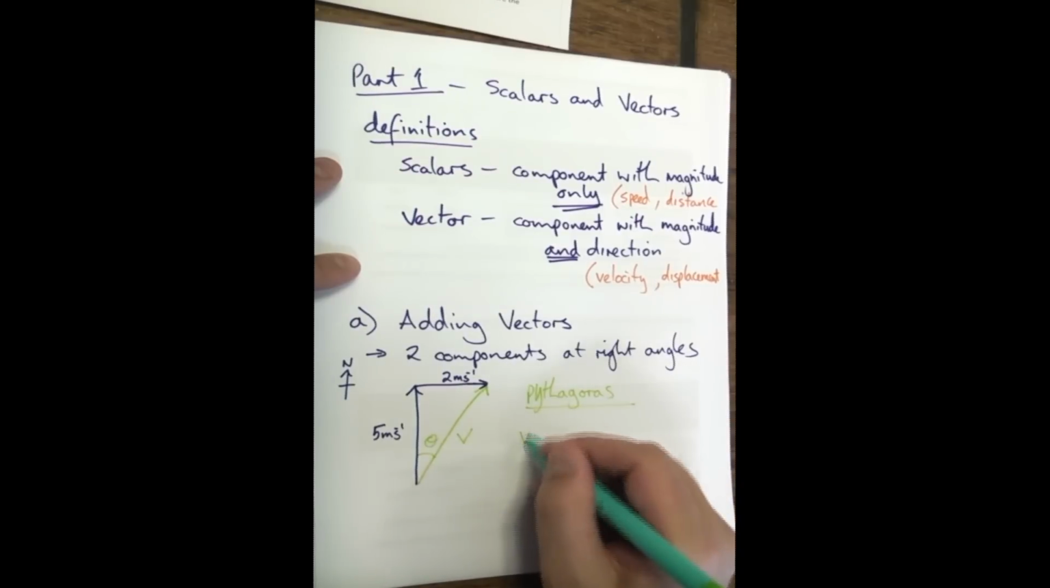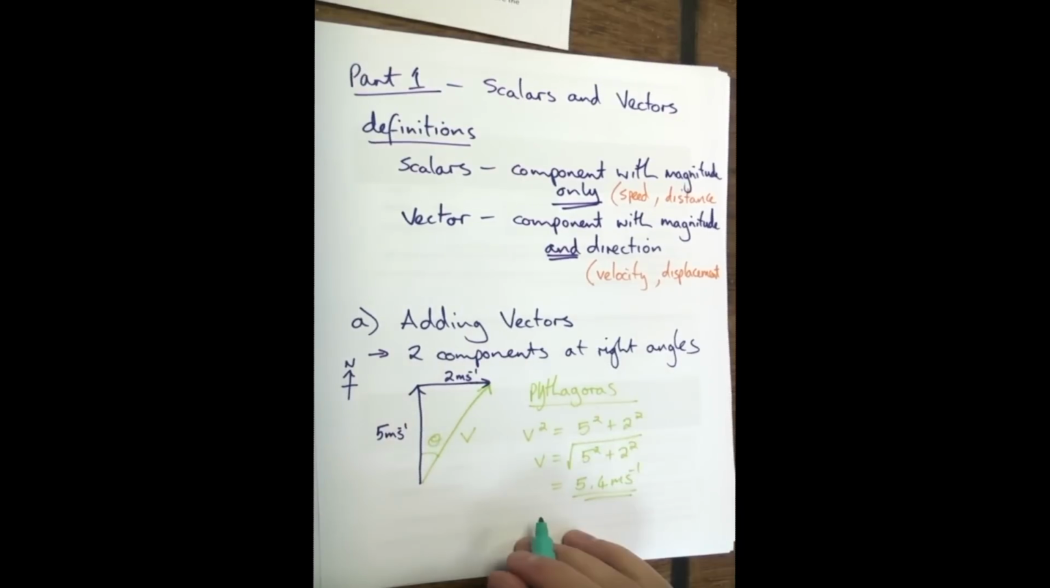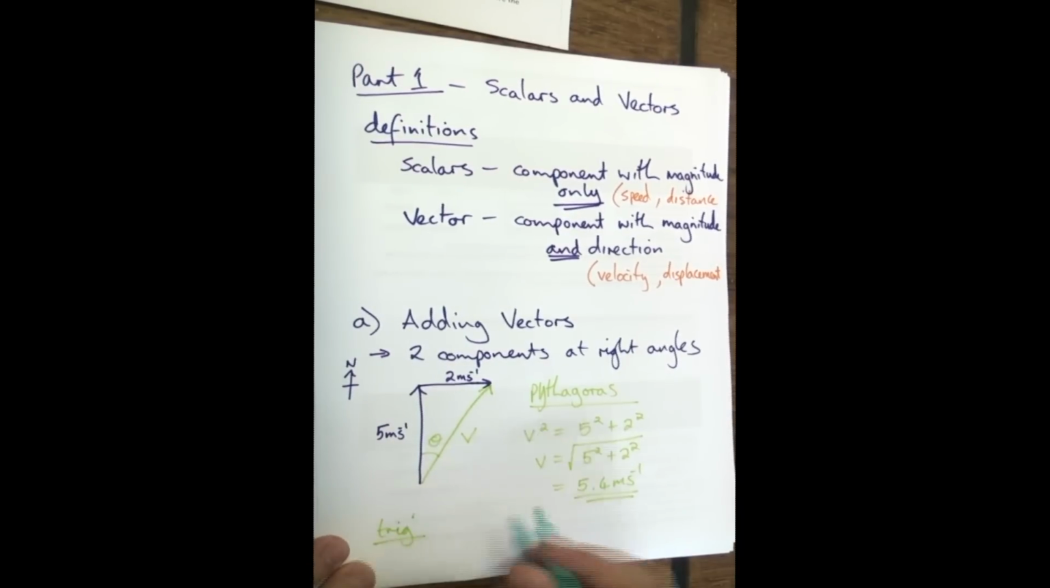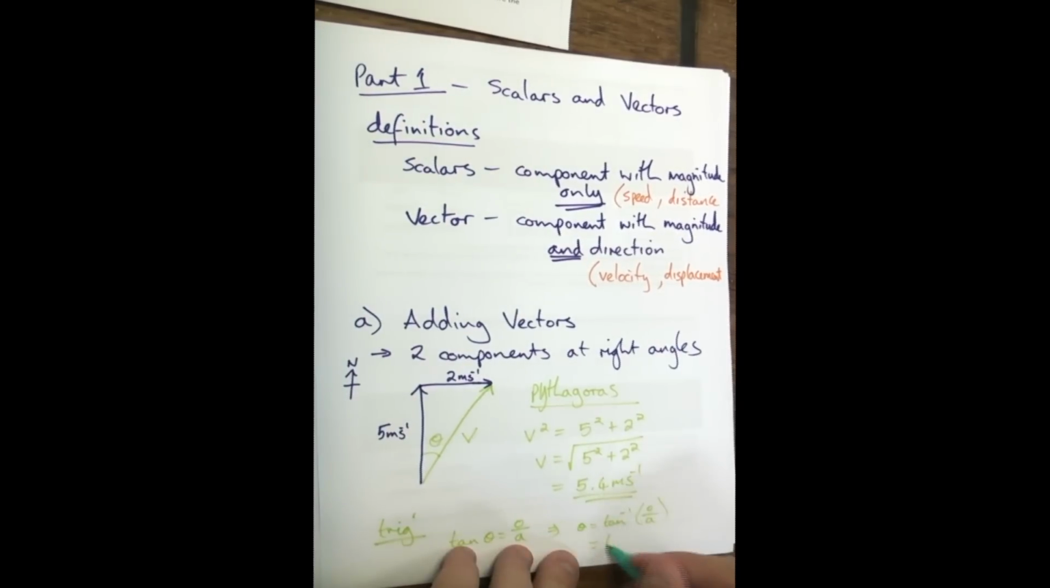So for the velocity, the size, we use Pythagoras, and it's just v squared equals 5 squared plus 2 squared. Rearrange it for v and we get 5.4 meters per second. But we also need the direction. So using trig, tan theta is opposite over adjacent, so tan to the minus 1 of 2 over 5 gives us an angle of 21.8 degrees from the north.